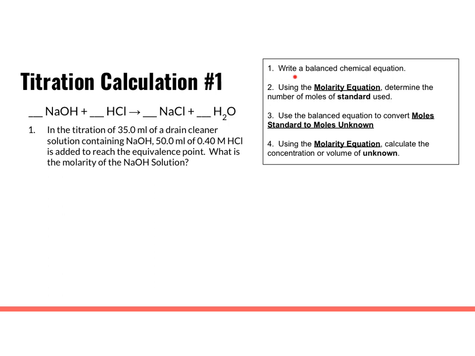So number 1, we're going to write a balanced chemical equation. Well, we have the equation, but you'll notice it's not balanced. So let's go ahead and do that first and foremost. So it looks like I've got 1 Na, 1 Na. It looks like I've got 1 Cl, 1 Cl.